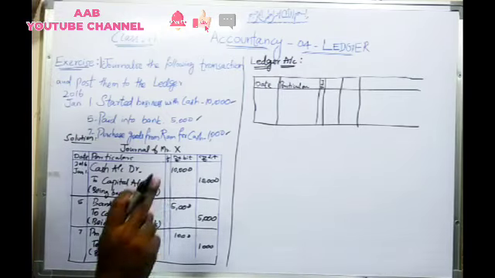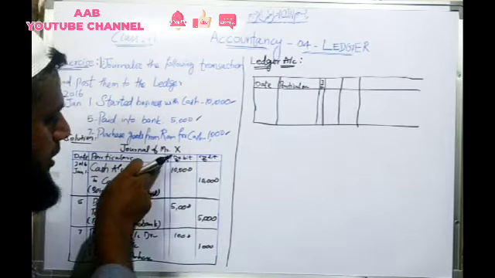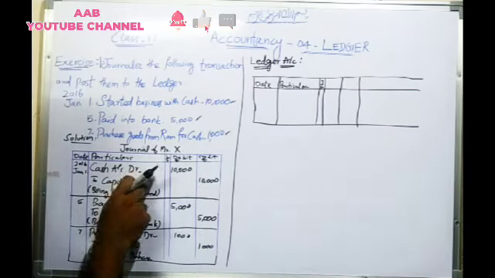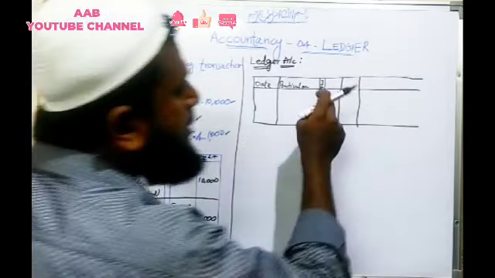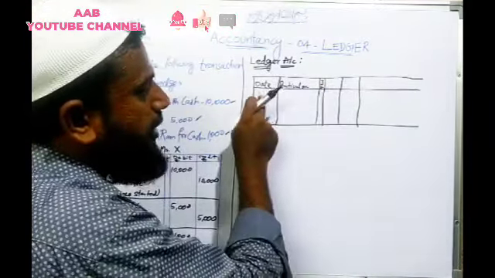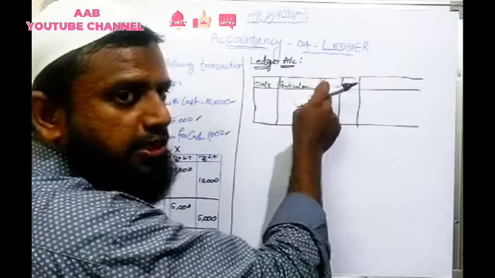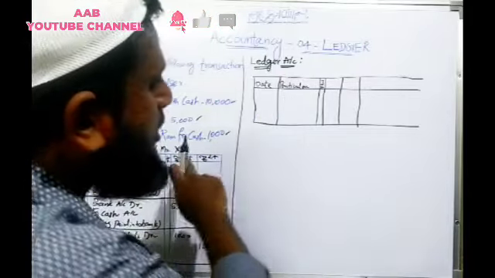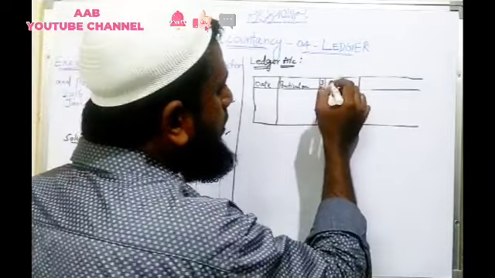I have already told you about the journal entry, so I will remind you. What is LF? LF means ledger folio. This account will be transferred to the ledger account; this is called the ledger folio, LF. And what is the meaning of JF in the ledger account? JF means journal folio. The journal is transferred to the ledger account; this is called the JF column. Then the amount.